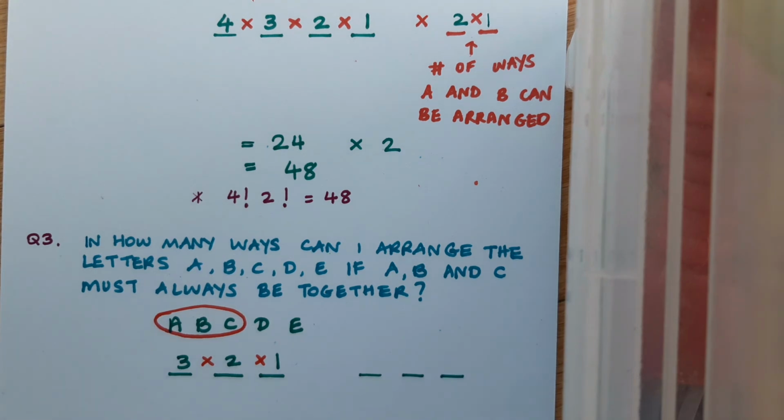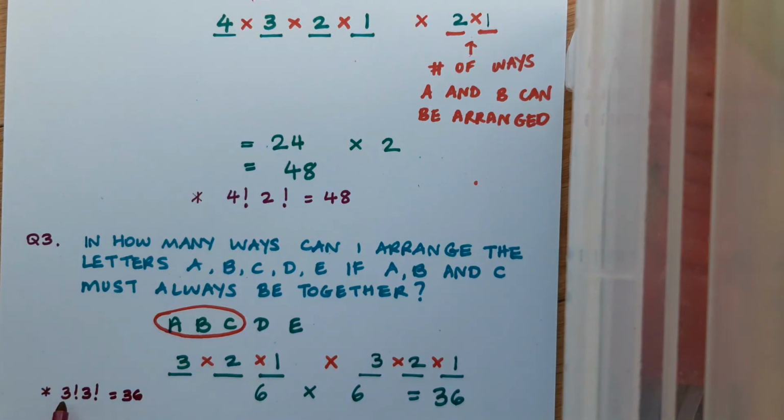And of course within that unit there are 3 things again. So 3 by 2 by 1 to figure out the different number of ways in which those letters themselves can be organised. And then I'll multiply these 2 calculations together to find out how many ways the arrangements can happen if A, B and C must be together. So in this case, I've got 6 by 6, or 36 ways of arranging the letters. Again, you can write this down using factorial notation if you like, which would look like this: 3 factorial times 3 factorial equals 36.